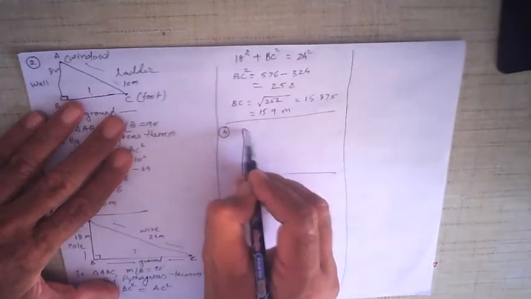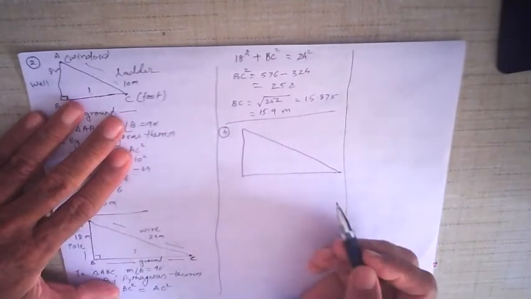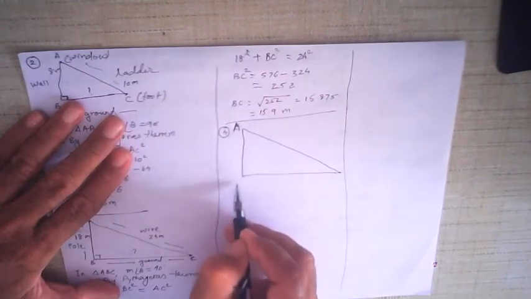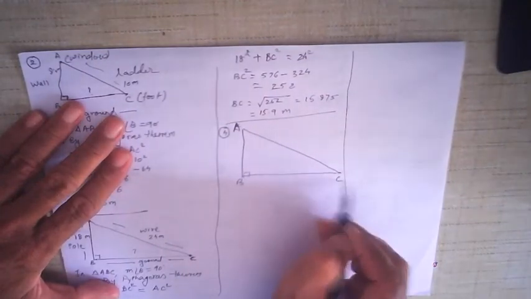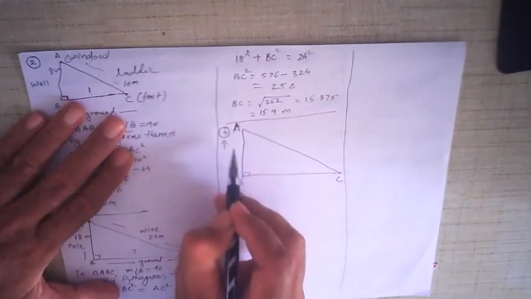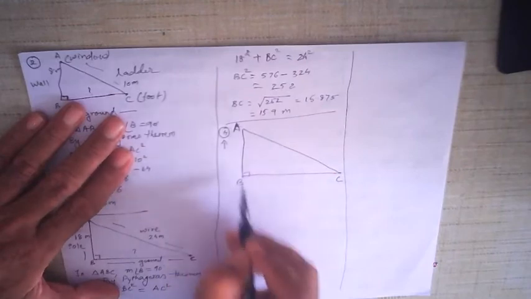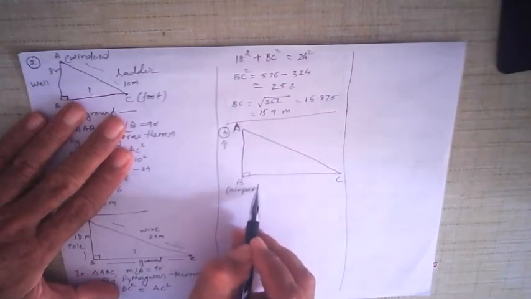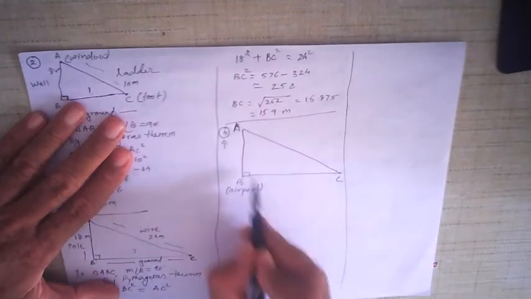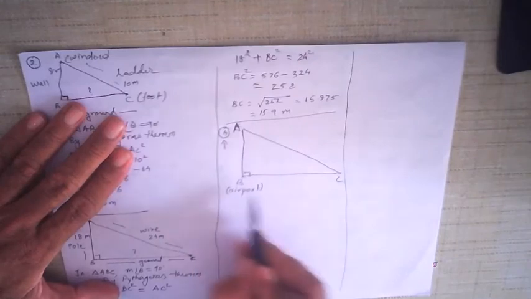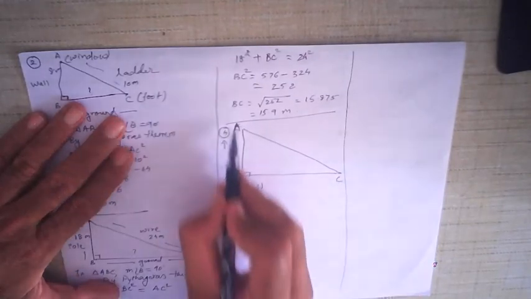Again, these are all Pythagoras theorem related, which means they are all right angle triangles. This is A, B and C. Now a plane is flying in this direction, from the airport. One plane travels north, the other plane travels west, perpendicular to each other.